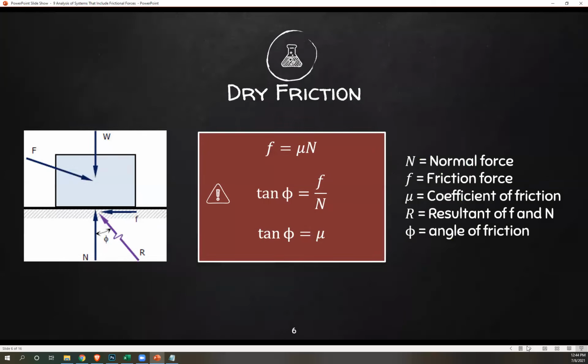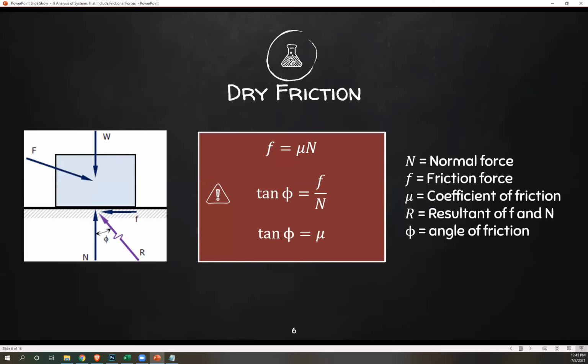Well, again, the focus of this topic is dry friction. So we have the following. Right? Consider this figure or this box resting on a surface. Okay? So this box has weight, and there could be an applied force F on this box as well.